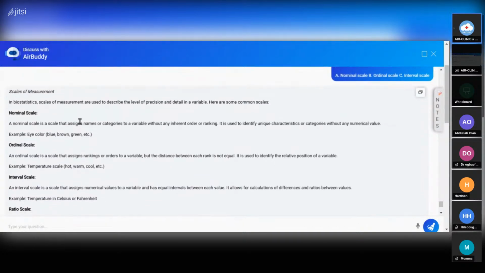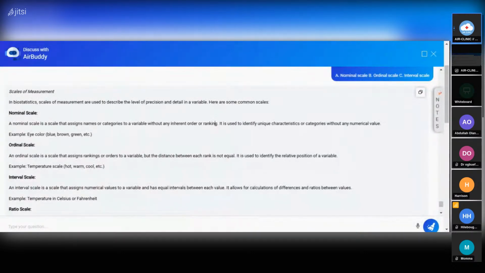So in biostatistics, scales of measurement are used to describe the level of precision and detail in a variable. So here are common scales of measurement. Nominal scale assigns names or categories to a variable without any inherent order or ranking. So nominal means name, right? Nominal scale just refers to the names, categorizes variables just based on the name. There's no order, there's no ranking, like Burna Boy, Davido, you know.